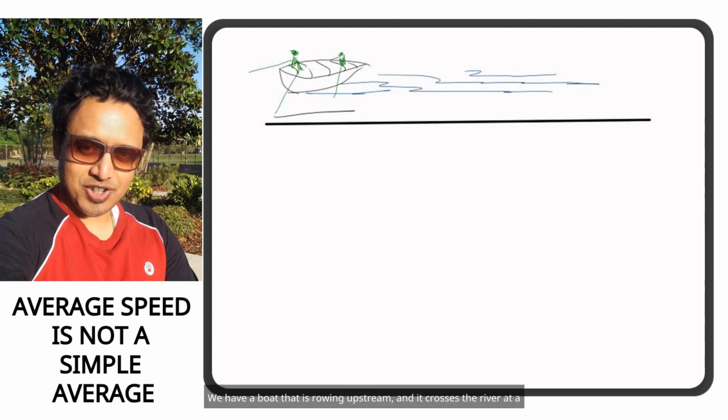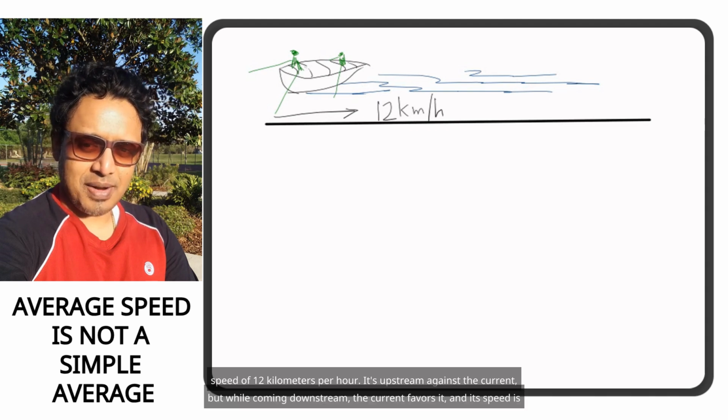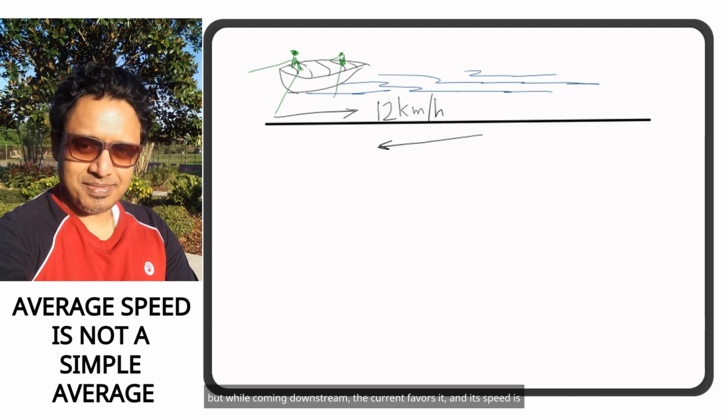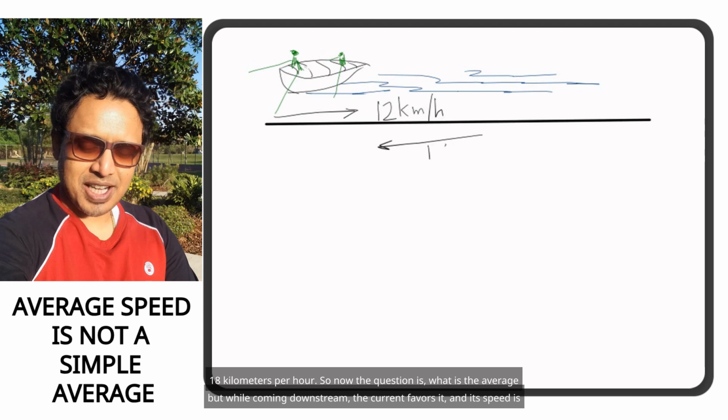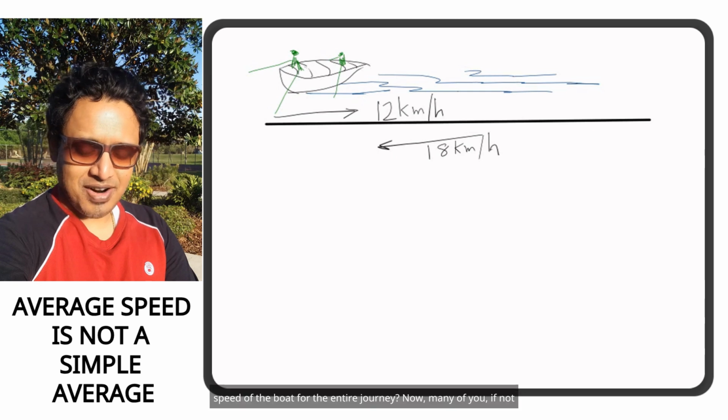We have a boat that is rowing upstream, and it crosses the river at a speed of 12 kilometers per hour. It's upstream against the current, but while coming downstream, the current favors it, and its speed is 18 kilometers per hour. So now the question is, what is the average speed of the boat for the entire journey?